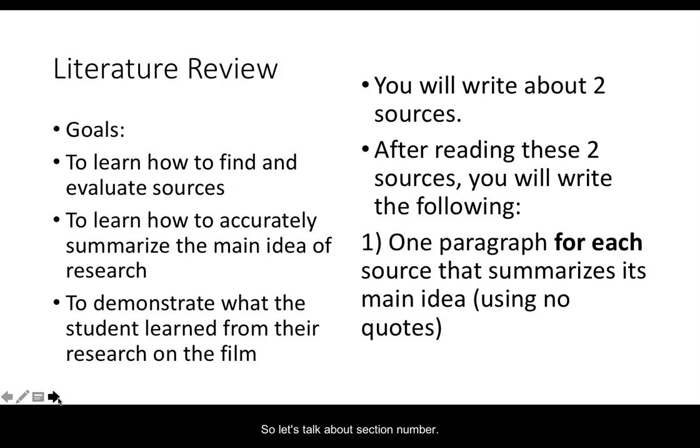So let's talk about section number 1, the literature review. The literature review asks you to learn how to find and evaluate sources, to present accurately a summary of the main idea of the sources you've read, and to demonstrate what you have learned from this research on the film. In this section, you will write about 2 sources. After reading these 2 sources, you will write the following: 1 paragraph for each source that summarizes its main idea. You will not use quotes in this section. You will paraphrase and use your own words to describe the ideas of the pieces that you've read.